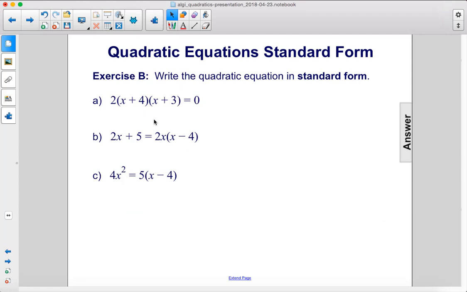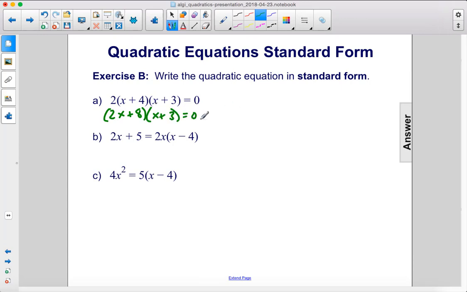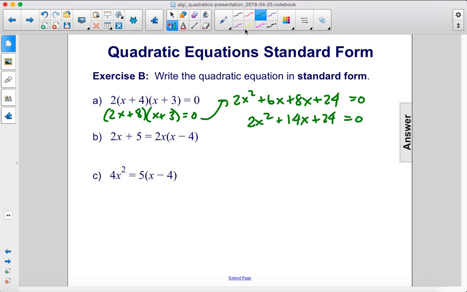Exercise B. Write the quadratic equation in standard form. Alright, so here we're just going to multiply this out. So we'll start with this one. That becomes (2x + 8)(x + 3) = 0. Then that gives us 2x² + 6x + 8x + 24 = 0. And we'll combine the like terms. 2x² + 14x + 24 = 0.